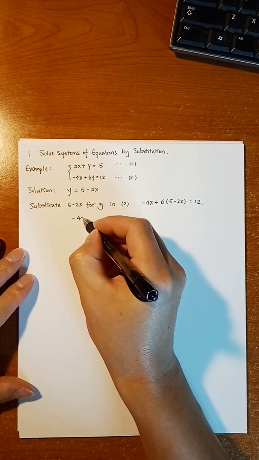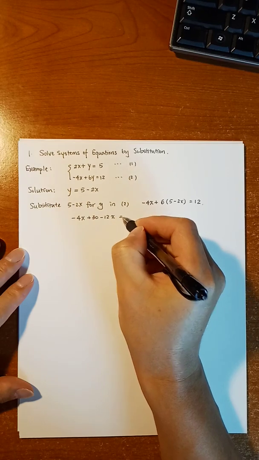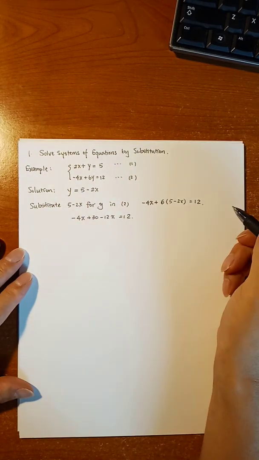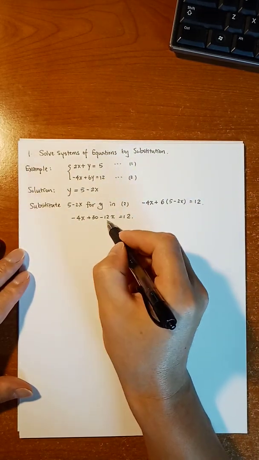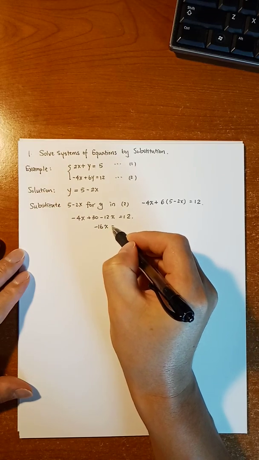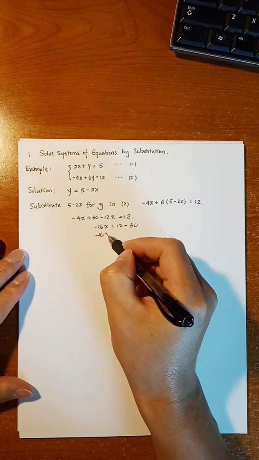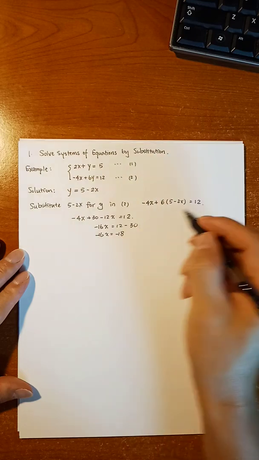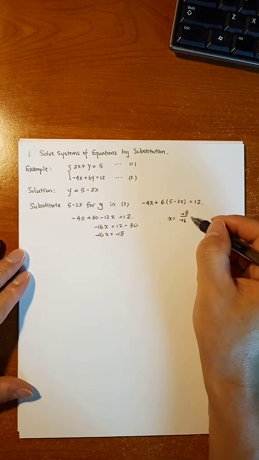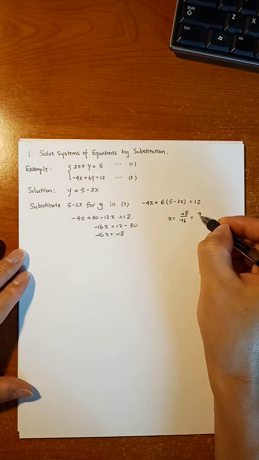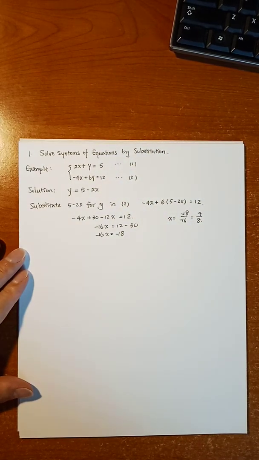So it's negative 4x plus 30 minus 12x is equal to 12, right? You just distribute 6 into the parentheses. And then negative 4x minus 12x is negative 16x. 30, you move to the right, it's 12 minus 30. So negative 16x is equal to negative 18. So x is negative 18 over negative 16. We cancel negative 2, we'll get 9 over 8. So x is equal to 9 over 8.